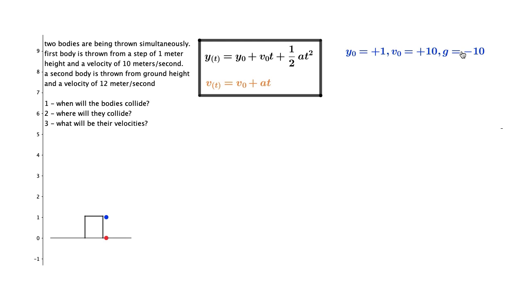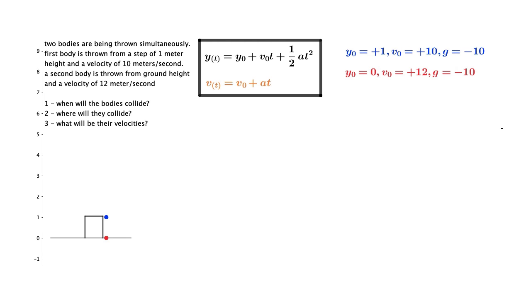So when we actually plug in the values, we have y naught equals 0. It's starting off at the ground. We have v naught equals plus 12. And again, we have g, which is the acceleration due to gravity, approximately minus 10. So now we can plug these individual parameters into the general equation.